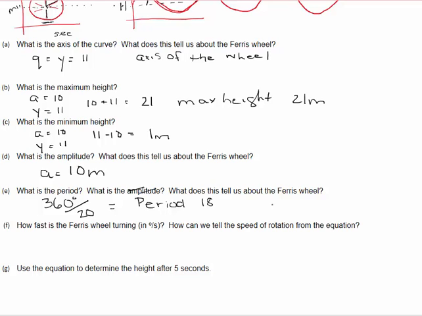So if we think of that on our graph, that's how long it takes to do one full cycle of 360 degrees on the wheel. So it takes 18 seconds, excuse me, for a wheel to do one full revolution. So what does this tell us about how fast the Ferris wheel is turning? Remember, we think degrees and seconds.